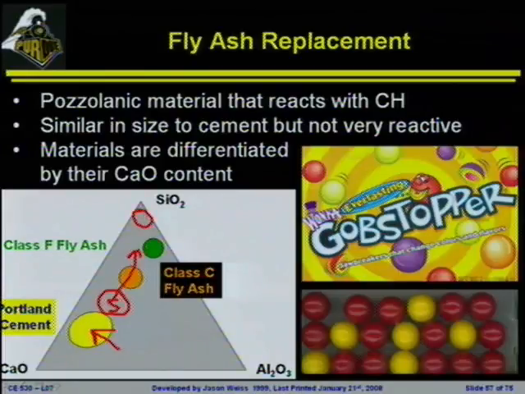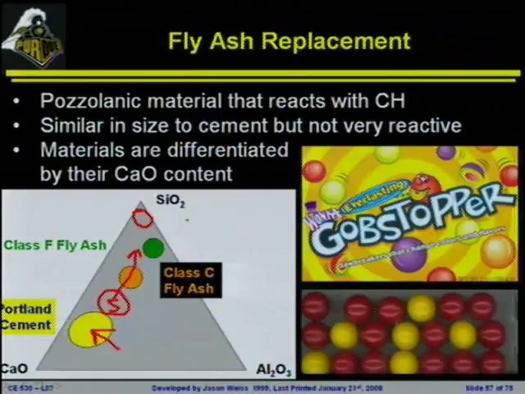This is a material that is pozzolanic. Obviously, Class F is going to be more pozzolanic than Class C. Class C will have a little bit of its own hydration or hydraulic capabilities on its own because it's got a little bit more CaO in the overall system.